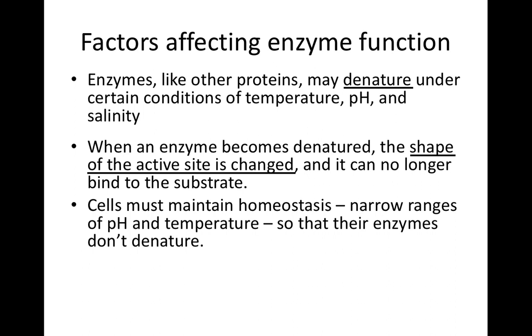This is one reason why cells must maintain homeostasis. They must maintain quite narrow ranges of conditions such as pH and temperature. If not, their enzymes would denature and they would no longer be able to function. You've actually seen the effects of denaturing when you cook food. Think about cooking an egg. It starts out as a liquid, and as you heat it up, it suddenly changes into something more solid with a different color and texture. That is because the proteins in the egg have denatured as a result of the high cooking temperature.